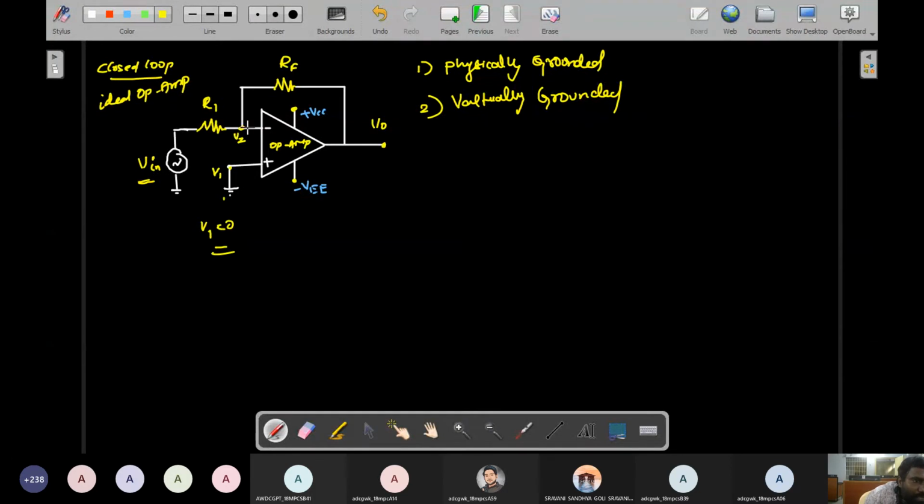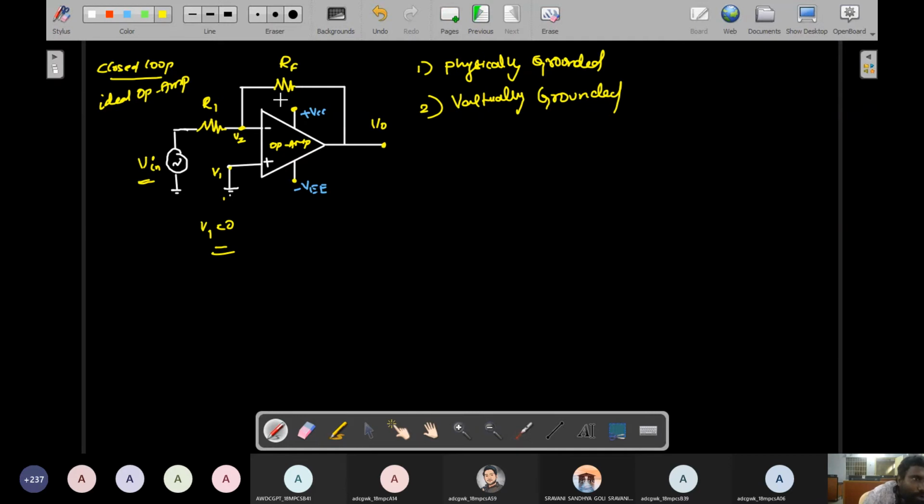Now come to the potential at V2. Whatever the potential at point V2, it is the same as the potential at V1. The potential at V2 is exactly equal to the potential at V1. That is called the virtual ground concept. Even though I'm not connecting the V2 terminal to the ground, the potential is the same as that of the V1 terminal.